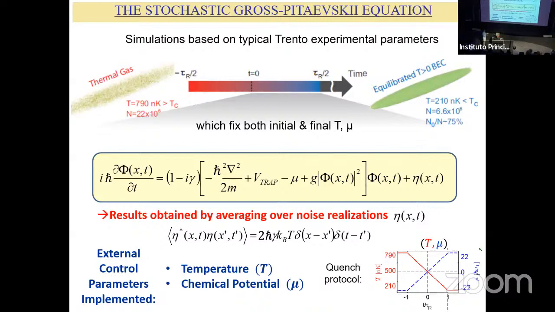So we have two control parameters. One is the temperature. So we do a linear cooling ramp in the temperature. We can control the time scale over which we have the ramp. That will set how quickly we are crossing the phase transition. And simultaneously, we are changing the chemical potential and fixing it to values such that the initial atom number and final atom number will match. We don't include any atom loss or anything else. It comes through this chemical potential.